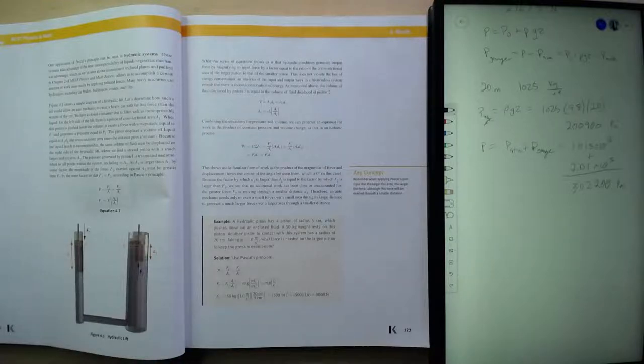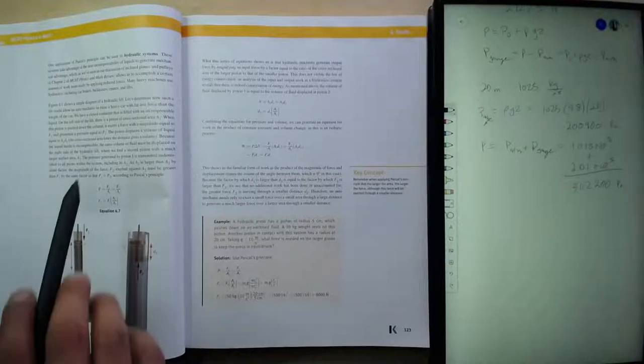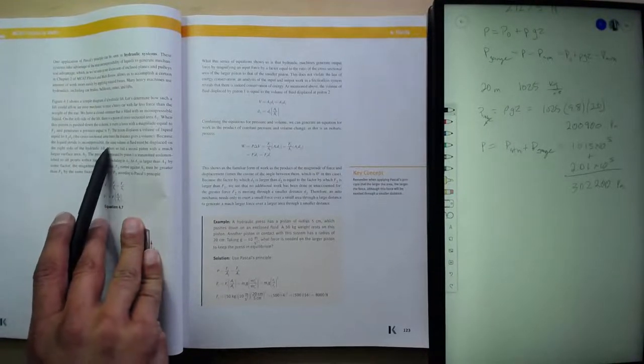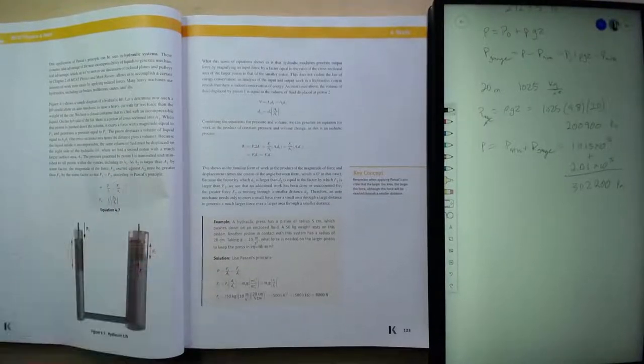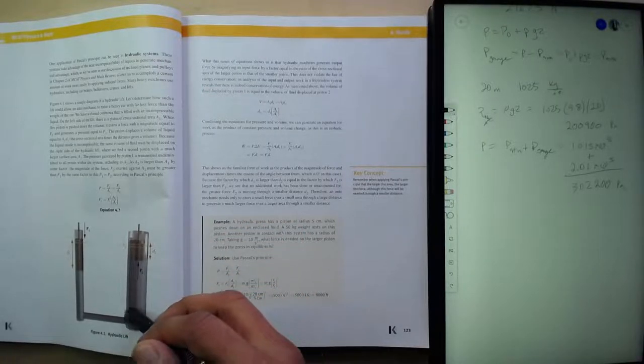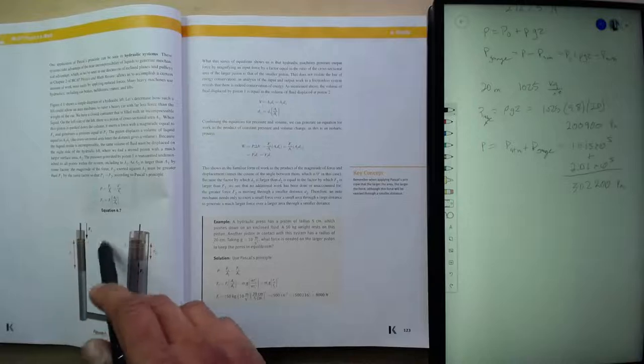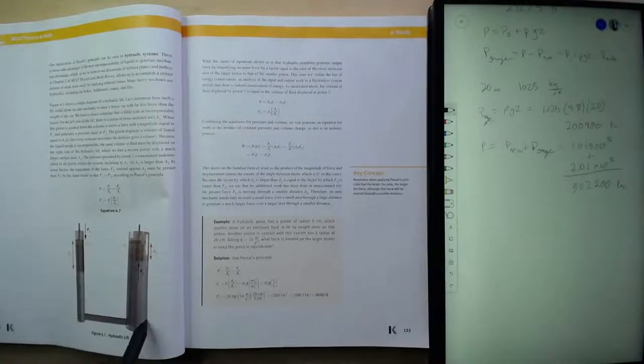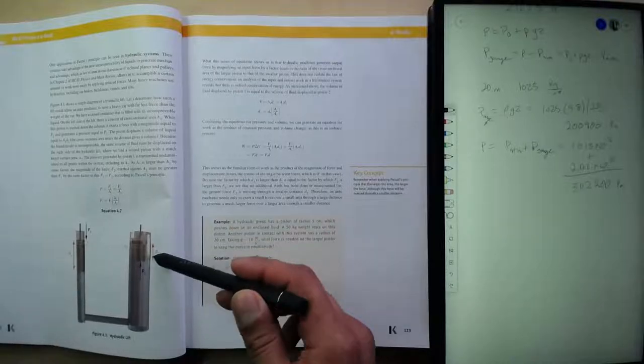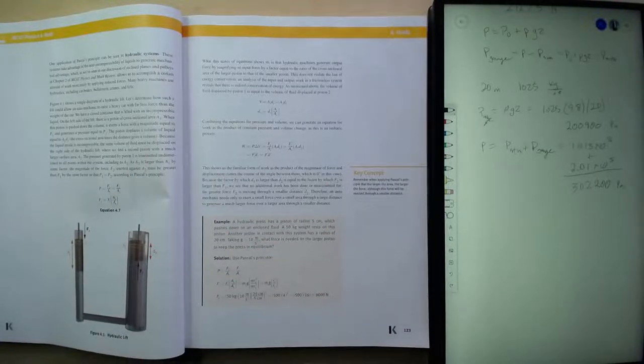This piston displaces a volume of liquid equal to A1D1. Cross-sectional area times the distance gives a volume. Because the liquid inside is incompressible, the same volume of fluid must be displaced on the right side of the hydraulic lift, where we find a second piston with a much larger surface area. The pressure generated by piston 1 is transmitted undiminished to all points within the system, including A2. A2 is larger than A1 by some factor. The magnitude of the force F2 exerted against A2 must be greater than F1 by the same factor, so that P1 and P2 are the same, according to Pascal's principle.